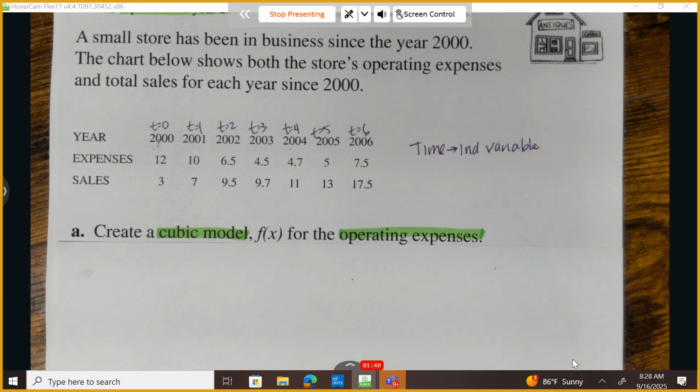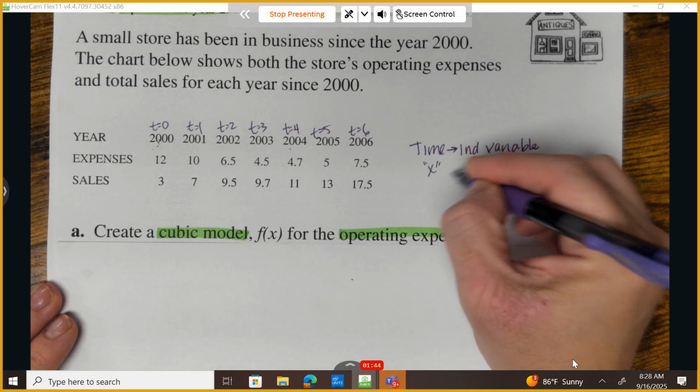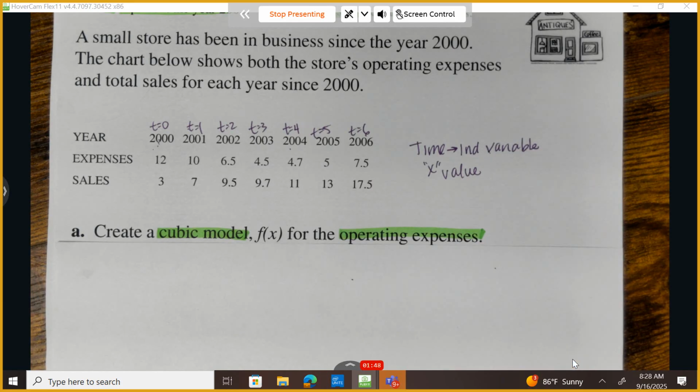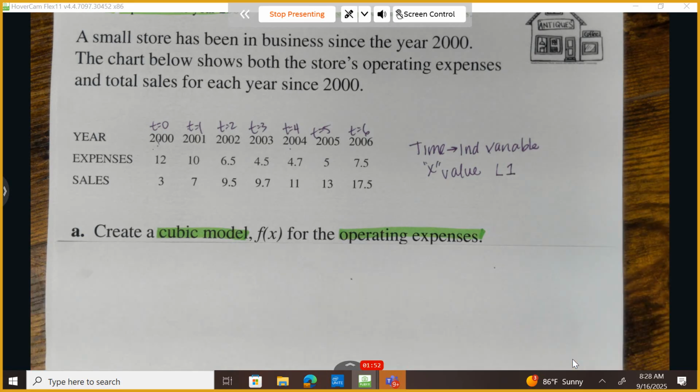And if you're like, that really doesn't make any sense to me, okay, time is always your X value. Time is always your X value. And in the calculator, that means that time is going to be in the L1 column. Make sure you have that down. So our time is our independent variable. It's like our X variable, or X value, and it's always the L1.